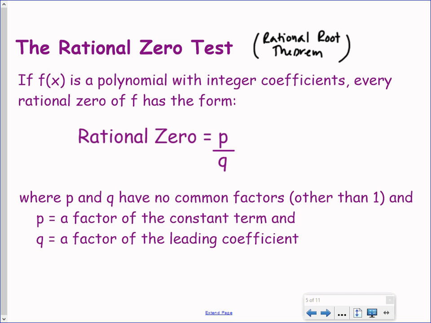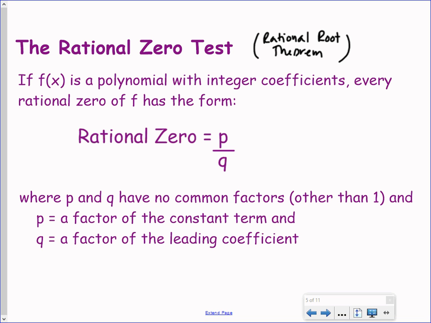So rational zero test says f of x has to be a polynomial with integer coefficients. Just remember real quick what integer means. Nice numbers. Numbers like 1, 2, 3, 4, negative 1, negative 2, negative 3, negative 4, and also 0. And every rational zero, if a rational zero exists, it will come in the form p over q. Okay. Where p and q have no common factors, so that means you wouldn't see like 6 over 8. It would be reduced to be 3 over 4. Okay. Other than 1. And p is a factor of the constant. Q is a factor of the leading coefficient.